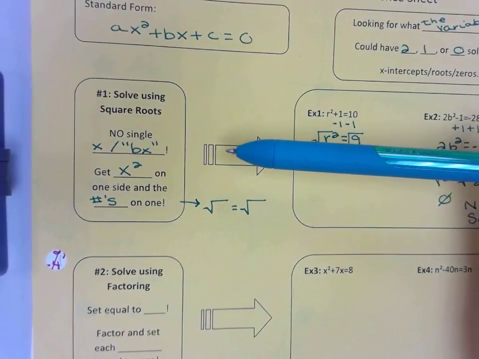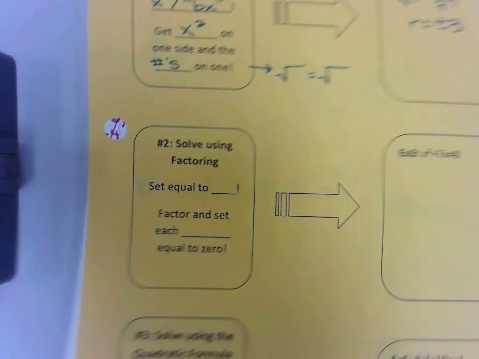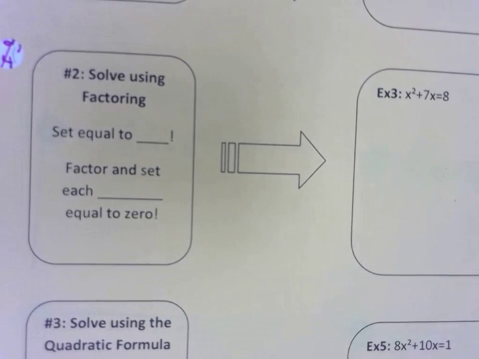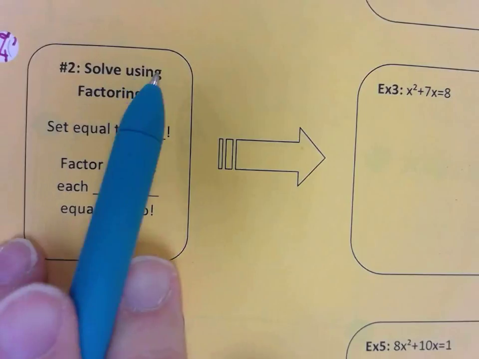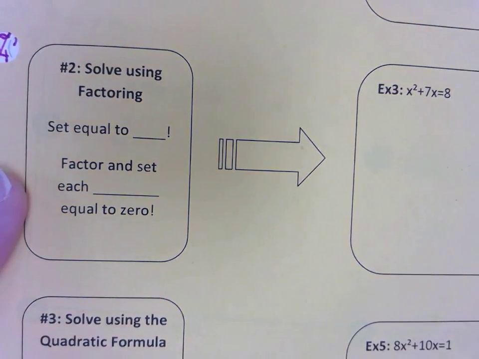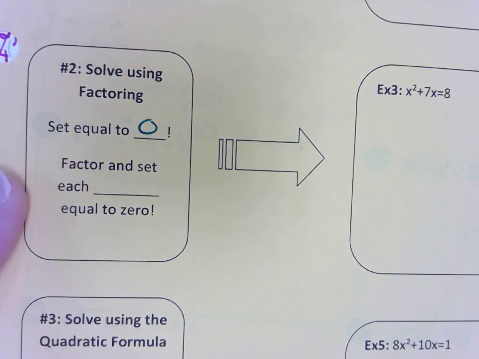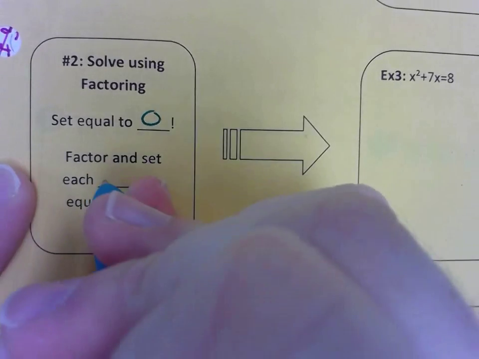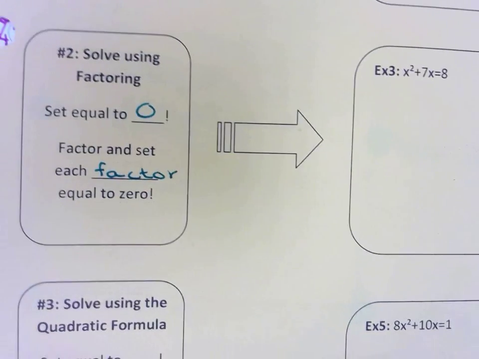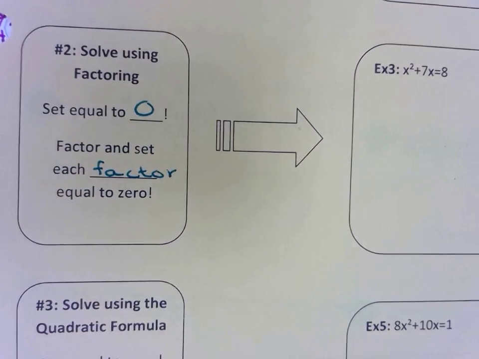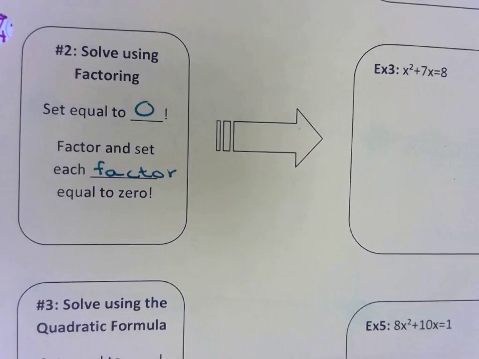Step 1, see if I can use the square root method. Step 2, I like trying to factor it. Sometimes factoring is a lot easier than this quadratic formula. Sometimes it's not. If you end up having to do the 4-step way to factor, it's not really any easier than the quadratic formula, but sometimes factoring can be really easy. If I want to solve using factoring, I set equal to what? 0. And then I factor and set each factor equal to 0. So this is just kind of a quick refresher so that you have something to look at, to remind you when you're looking at the test next Wednesday.